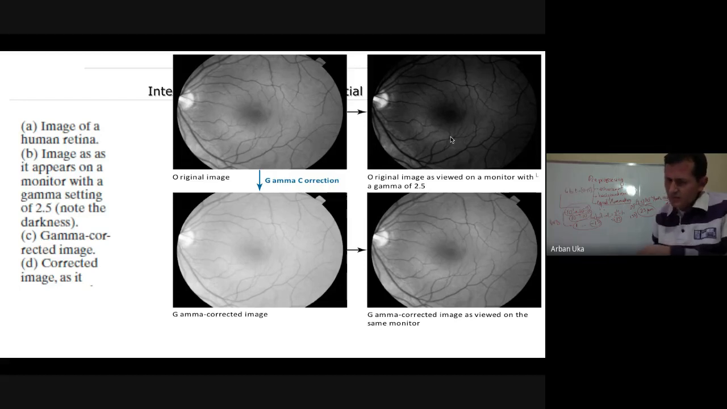And this is the function for gamma transformation. It's simple. We always have an R as an input, and S would be equal to R to the power gamma. So this is the gamma transformation. Input pixel intensities, we denote them with R. The new values are S.